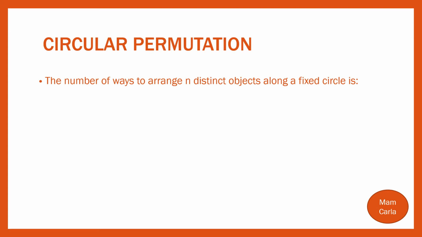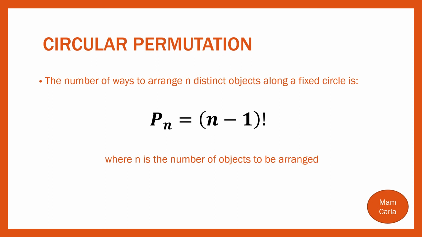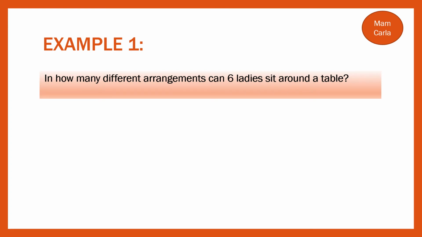So the number of ways to arrange n distinct objects along a fixed circle is obtained by P sub n equals the factorial of the quantity n minus 1. So n stands for the number of objects to be arranged. Let us deal with the first example. In how many different arrangements can 6 ladies sit around a table?